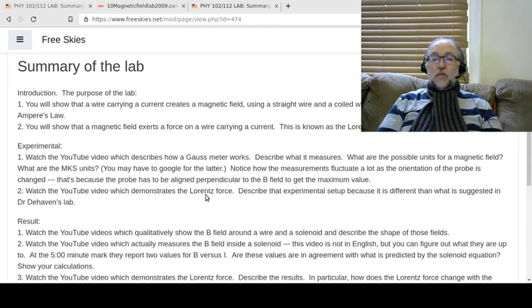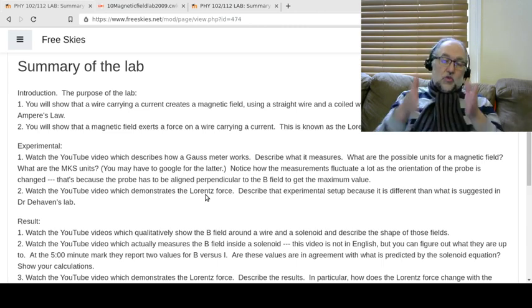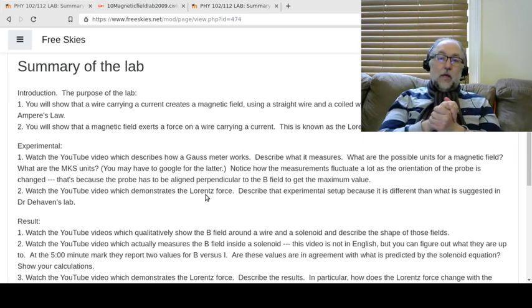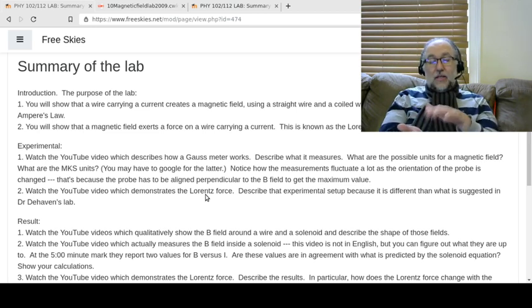There's no reason to use a solenoid to create the magnetic field. You already have two magnets, or you could use a horseshoe magnet. You measure the magnetic field using a Gauss meter, and then you just have a wire and you measure the force on the wire using a balance, something like we did in the Archimedes lab, where you just measure how heavy something is.